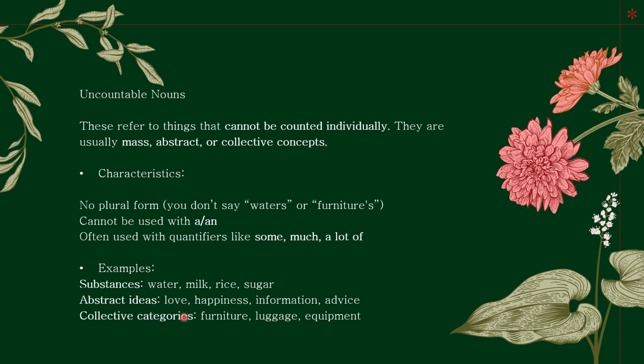Examples are water, milk, rice, sugar. Or you have abstract ideas like love, happiness, information, advice, or collective categories like furniture, luggage, equipment. So when you say chair, that becomes a countable noun because you can count the chairs. But when you say furniture, it is together, like furniture is tables, chair, everything together. So there you can't use one, two, three. So you always use other quantifiers.